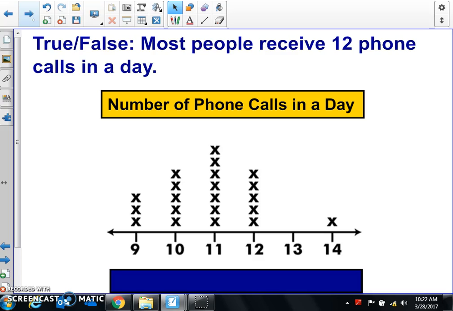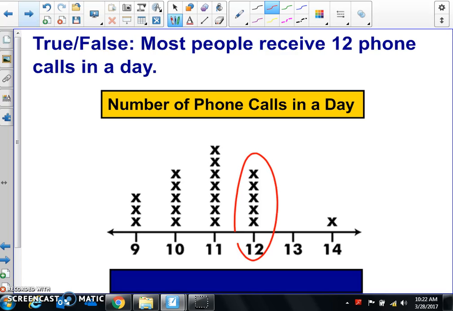True or false? Most people receive 12 phone calls in a day. So most people, well, here's 12 phone calls. That's definitely not true. Most people do not get 12 phone calls in a day, so that's false.